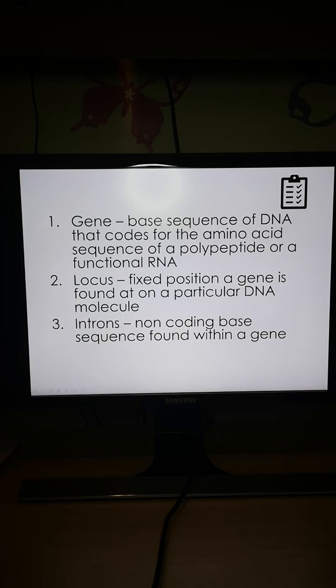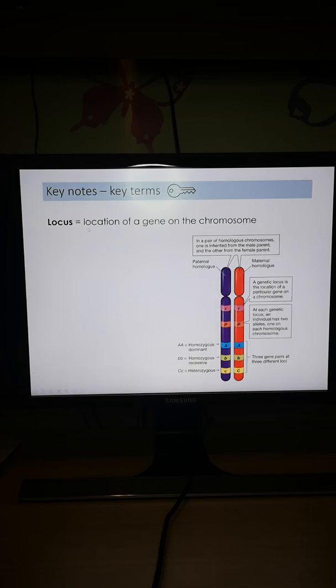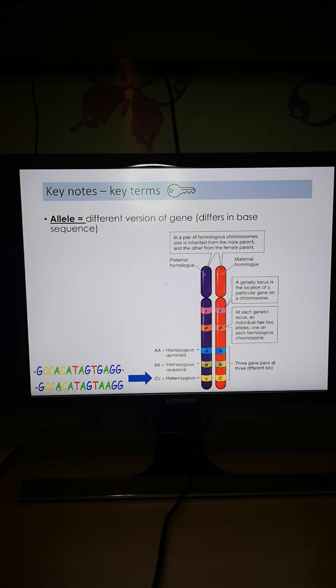So gene, that was the base sequence of DNA that codes for the amino acid sequence of a polypeptide or a functional RNA. And you need to have that functional RNA there. 2, the locus. That's the fixed position of a gene found on a particular DNA molecule. So the fixed position of a gene on a chromosome. I'm just going back to that definition. So that's a DNA molecule, a chromosome wrapped around histones, isn't it?